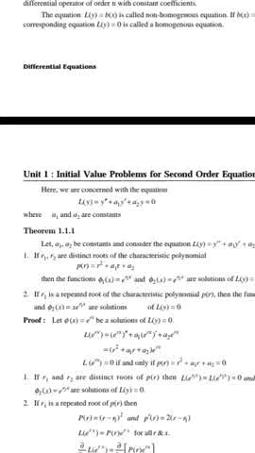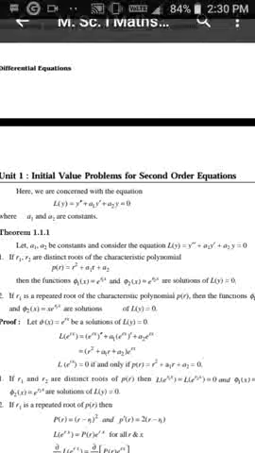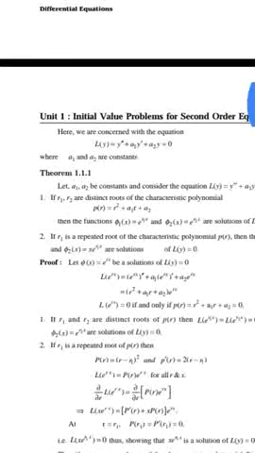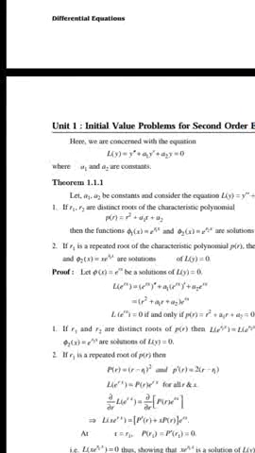Then the functions phi1 of x is equal to e raised to r1x and phi2 of x is equal to e raised to r2x are solutions of L of y is equal to 0. If r1 is a repeated root of the characteristic polynomial p of r, then the functions phi1 of x is equal to e raised to r1x and phi2 of x is equal to x into e raised to r1x are solutions of L of y is equal to 0.